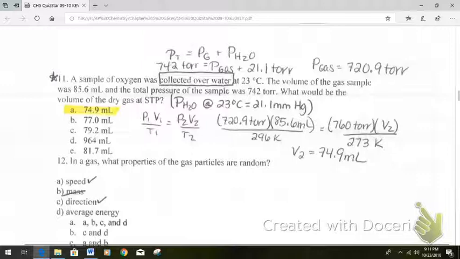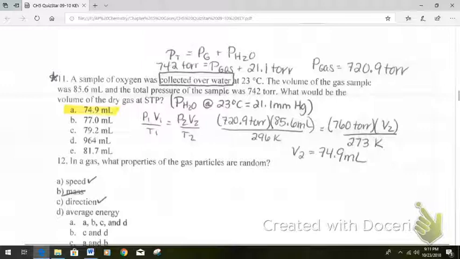So whenever you have a problem that's collected over water, you must subtract the pressure of the water from the total pressure in order to segregate out just the pressure of the gas. In this case, you get 720.9 torr as the pressure of the gas. No, that's not the correct sig figs. It should be 721. But it won't make that big of a difference in your answer.